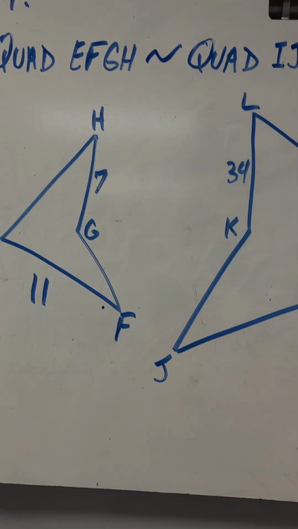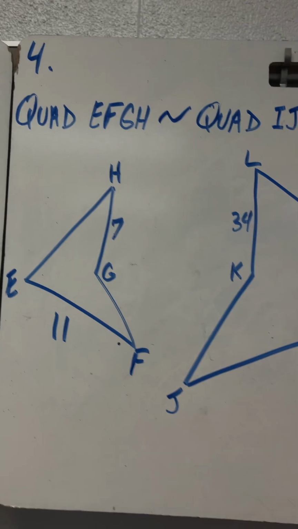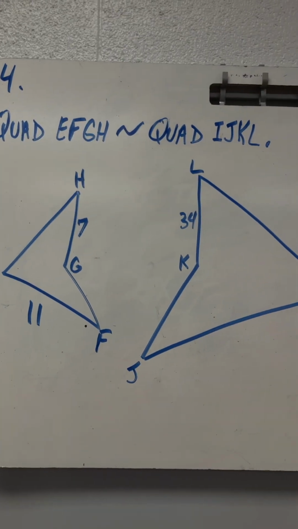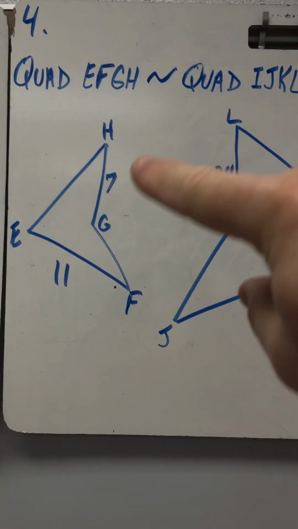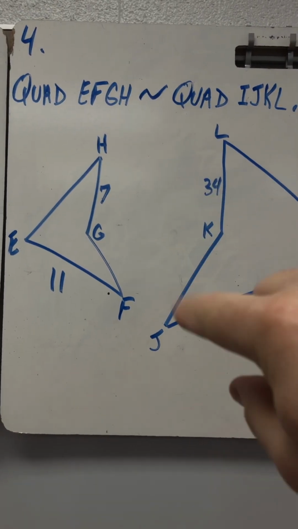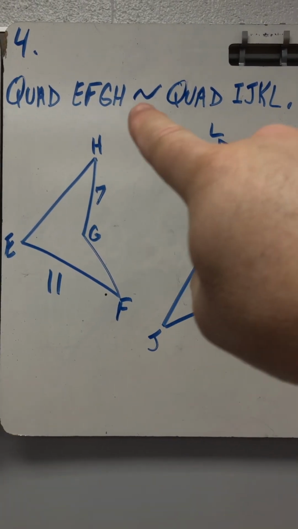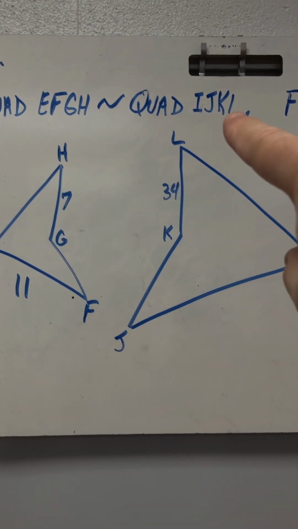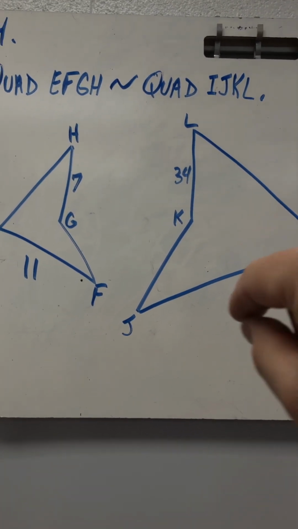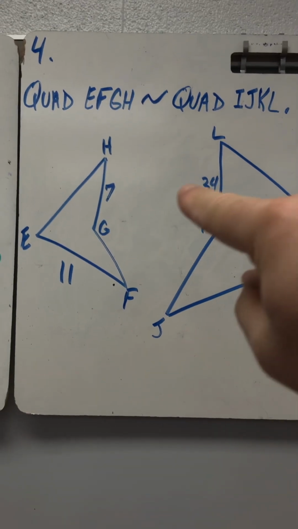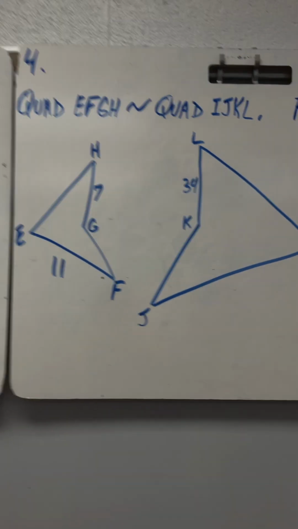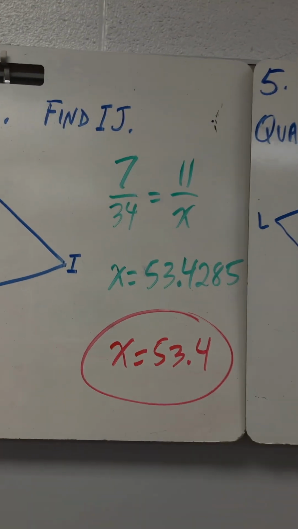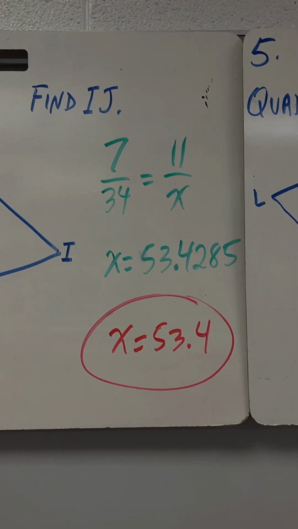Over here, EFGH is similar to IJKL. I'm going to start with this 7, GH. GH corresponds with what? KL. All right, KL is 34. So I'm going to do 7 over 34 equals 11 over X, right? You get 53.4.